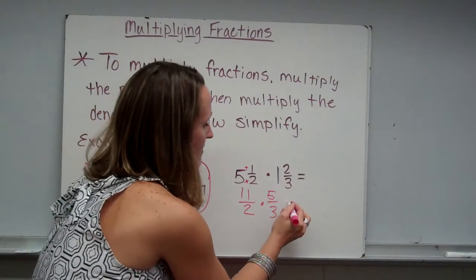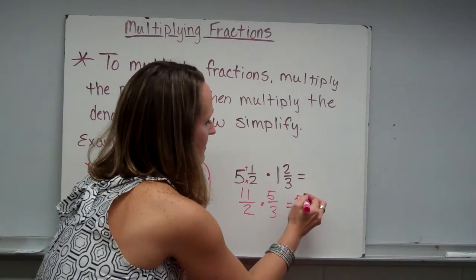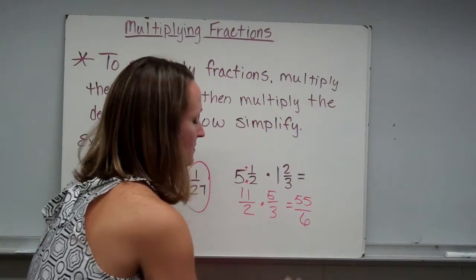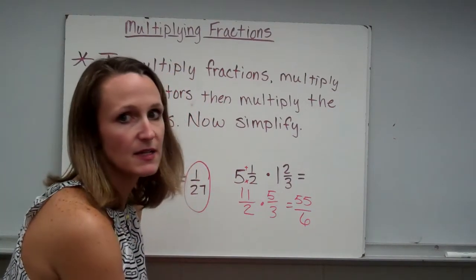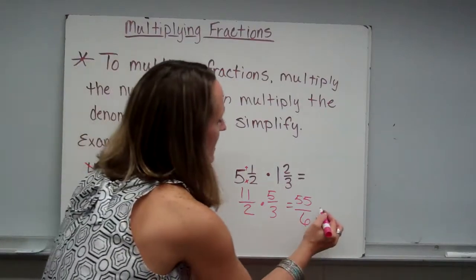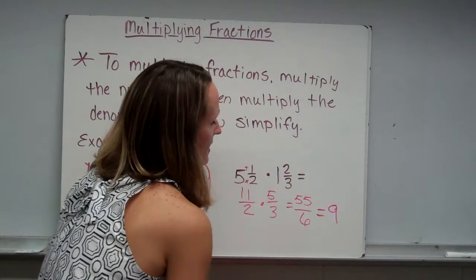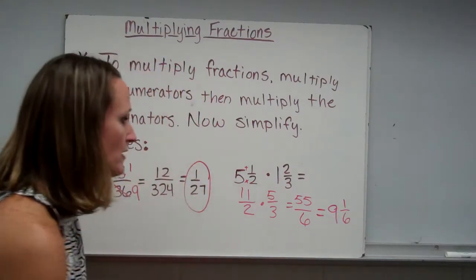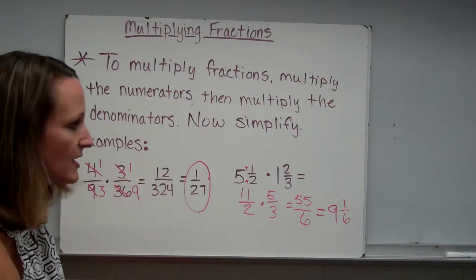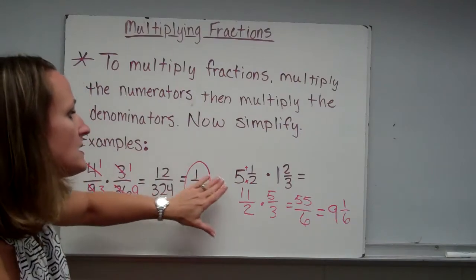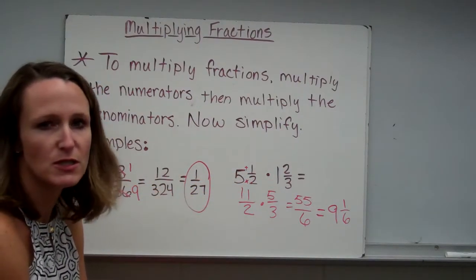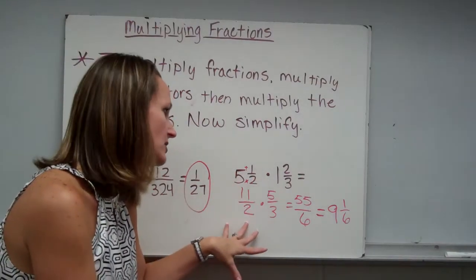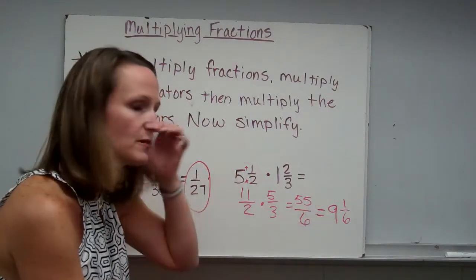11 times 5 is 55. 2 times 3 is 6. And then we're going to simplify. 6 goes into 55 9 times with 1 left over. 9 and 1/6. So there's your answer. We didn't have this big icky fraction this time. That one was pretty easy. Since we started with mixed numbers, made it into an improper fraction, you kind of had a hint going into it. We're going to end up with a mixed number.